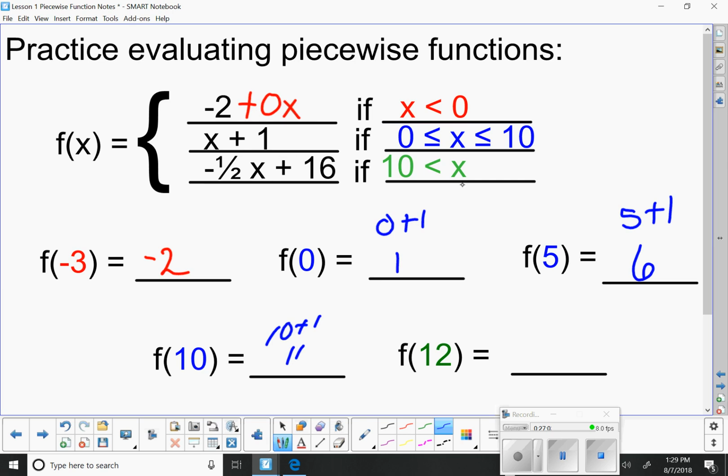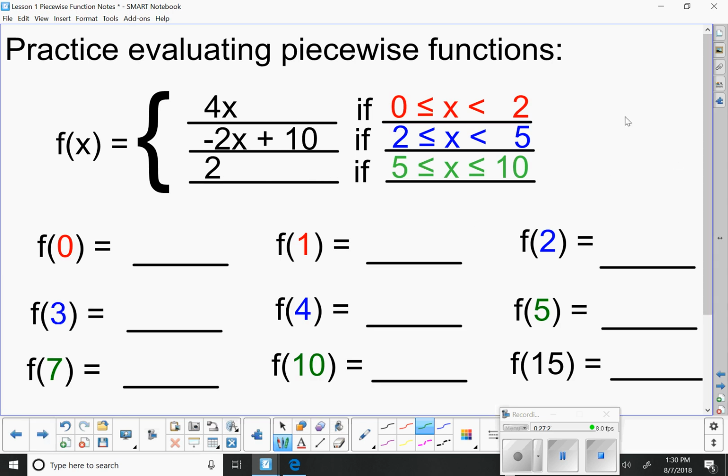12 is more than 10. So this becomes -1/2 times 12 plus 16. That's -6 plus 16. The answer here is 10. You've got to figure out which piece it goes with, which part of the domain is the input in.